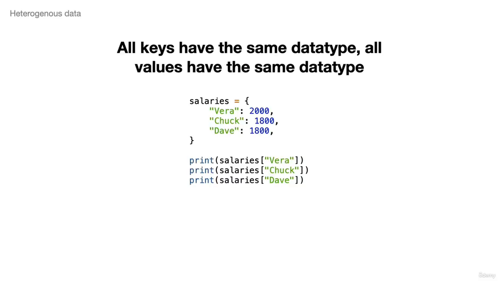You just saw a homogeneous dictionary. All keys were of the same type and all values were of the same type. In Python, you do not have to specify types for dictionary keys and values, and this makes it very easy to use dictionaries for heterogeneous data. Here is an example.